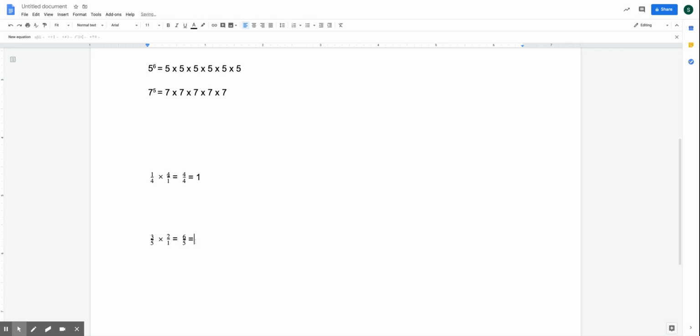I now have 6/5, which is considered an improper fraction. An improper fraction is when the numerator is larger than the denominator. So I can pull 5/5 or 1 whole out of that, and I am left with 1 and 1/5.